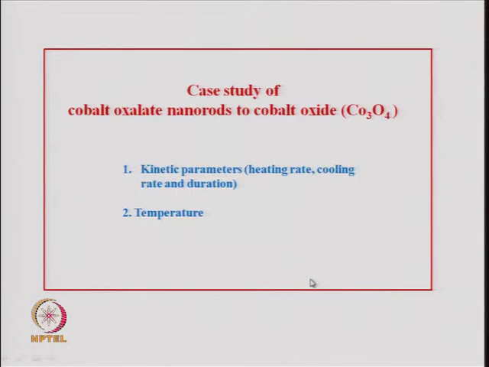Then let us look at what we discussed so far: two, three examples of magnetic particles. We mainly discussed the synthesis of magnetic oxide particles using oxalate and its decomposition to give you a magnetic oxide, and then looked at the magnetic properties of those magnetic oxide nanoparticles. And we see that it is different from the bulk particles of the same material.